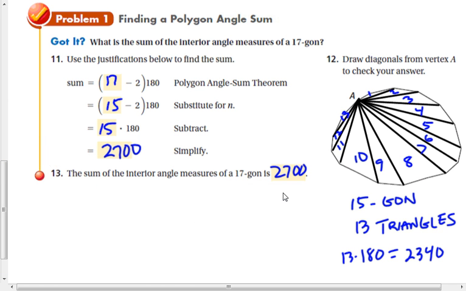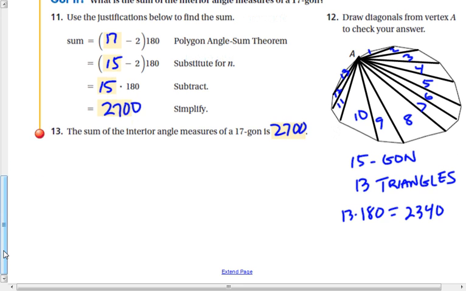This drawing that they made for you to check that actually isn't a 17-gon, it's a 15-gon. But you can see that you can draw in 13 triangles, and so you can multiply that by 180 to get the interior angles of that one.